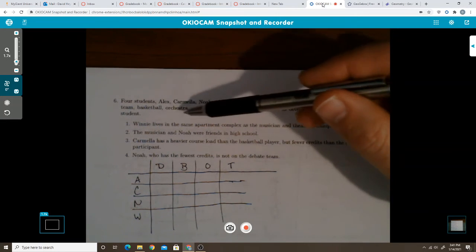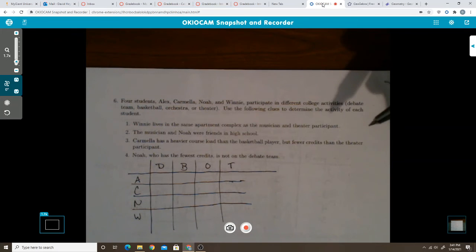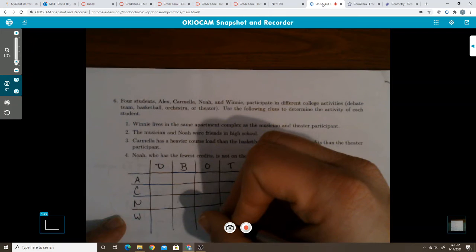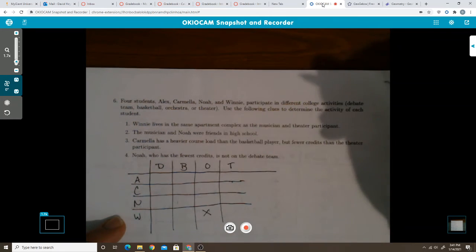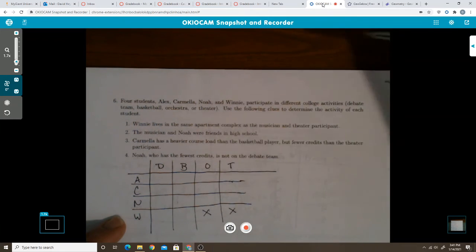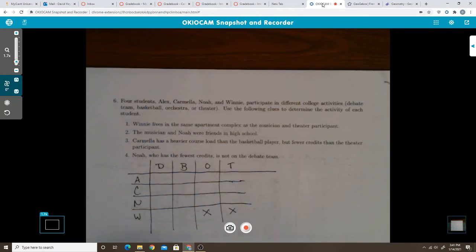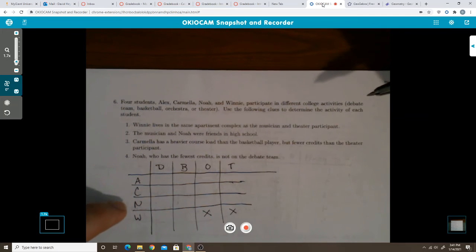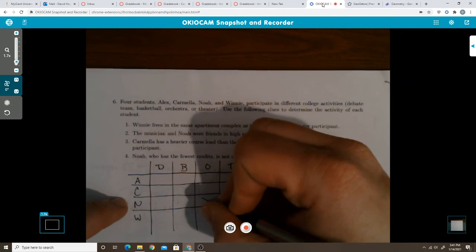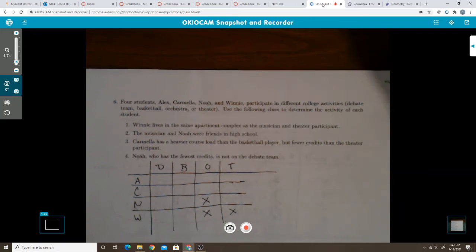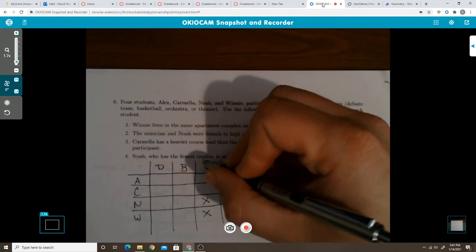So let's go through this from the beginning and use our deductive reasoning. It says Winnie lives in the same apartment complex as the musician and theater participant. So Winnie is not in orchestra. She's not the musician, so she's not in orchestra, and she's not in theater. We know that because the clue tells us that she lives in the same apartment complex as those two people, so she's not those two people. Then it says the musician and Noah were friends in high school. So Noah is not the musician. Maybe I should have put M instead of O. So I'll say M, right?